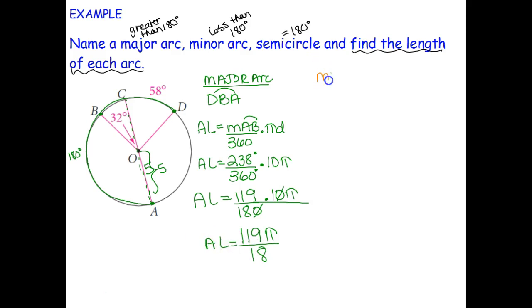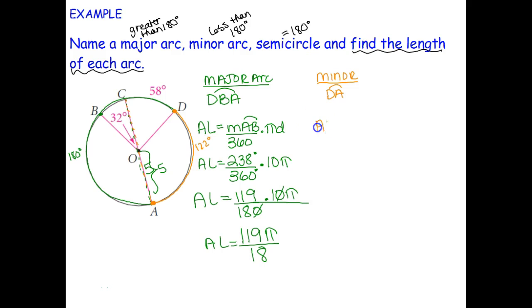Okay, if we were going to do a minor arc, remember the minor arc is less than 180 degrees. So if we do a minor arc, one example would just be from D to A. So we could call it arc DA. We know that from C to A is 180 degrees, and so in order to find from D to A, we would just have to take 180 minus 58, which I believe would be 122 degrees.